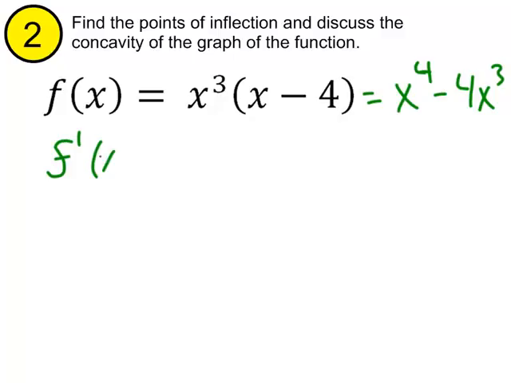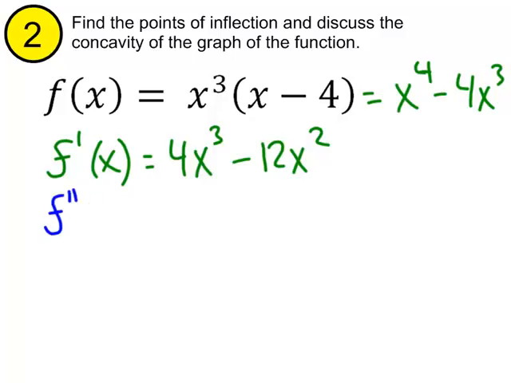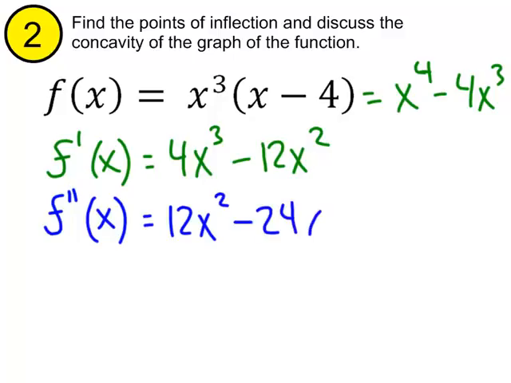So here, f prime of x, if I derive x to the 4th, I get 4x cubed. And if I derive minus 4x cubed, I get minus 12x squared. If I wanted to find extrema and critical numbers, I would go ahead and work with f prime. But here, I'm interested in inflection and concavity, so I'll derive again, and I'll get 12x squared minus 24x. And since this is what I'm wanting to work with and next set equal to 0, let's go ahead and factor that.